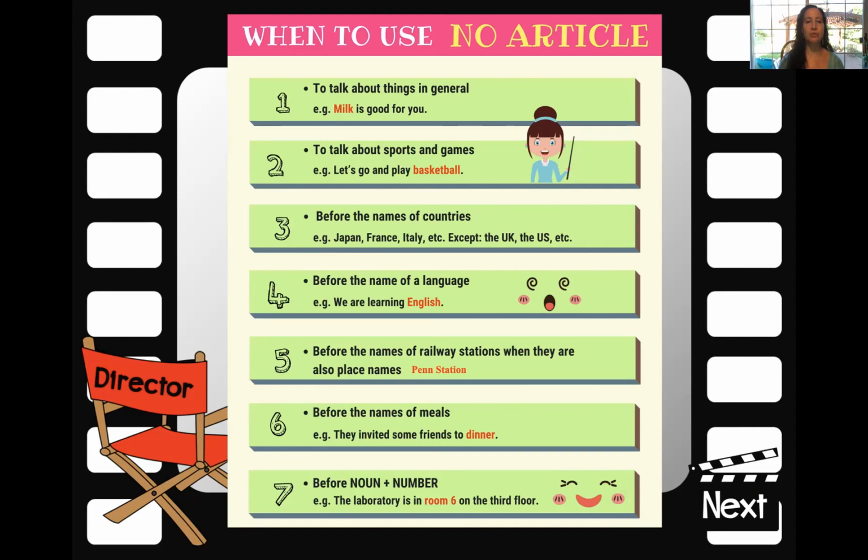So that's why I'm giving you these reviews. You can always go back. Remember, you could take a picture or you could write it down. We wouldn't use any articles, a, an, or the, before the name of a language. We wouldn't say we are learning a English or we are learning the English. We would say we are learning English.